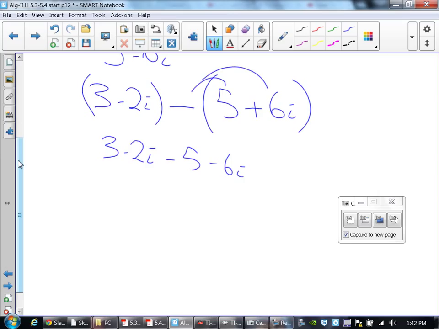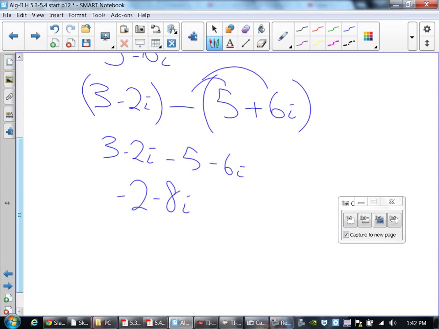If you want to think of this when you're adding and subtracting, treat i like you would a variable. And I know all of you guys know how to combine like terms with variables. Those rules haven't changed since you first learned them. It just so happens that i is something a little fancier. But you treat the process the same. So what's 3 minus 5? And then negative 2 minus 6. And you're done. It's very simple.